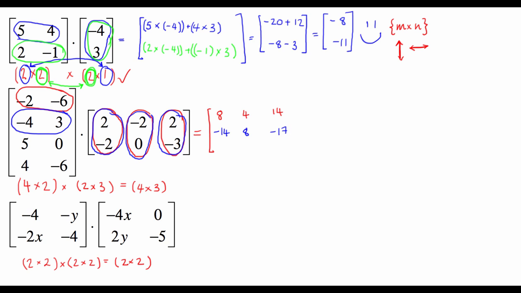Cool. So we go on to the next row, multiplying it by the first column. 5 times 2 is 10. 0 times -2 is 0. So the first one's just going to be 10. Then we get to the next column. 5 times -2 is -10. 0 times 0 is 0.